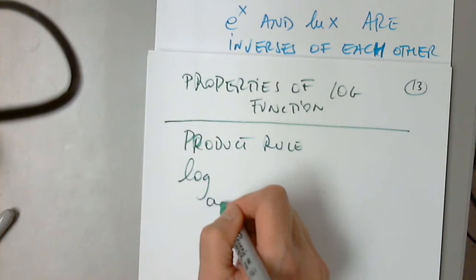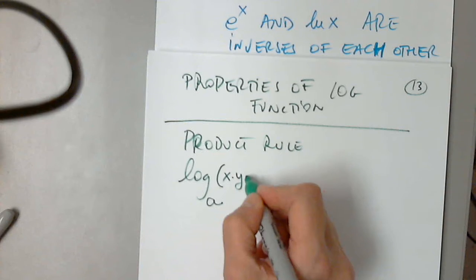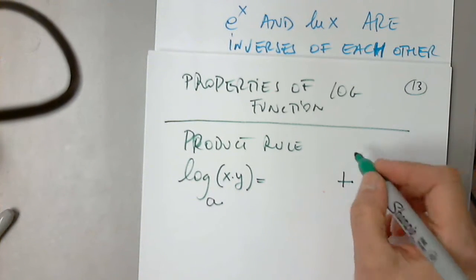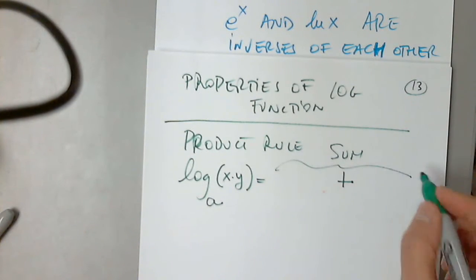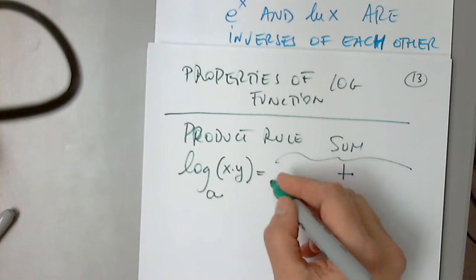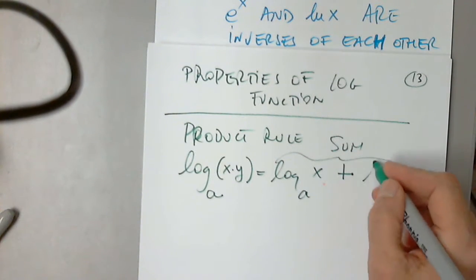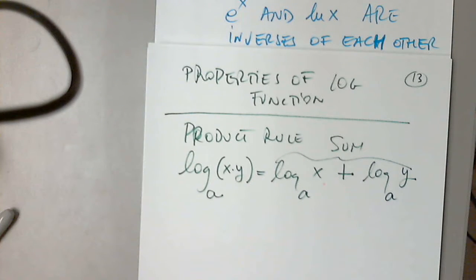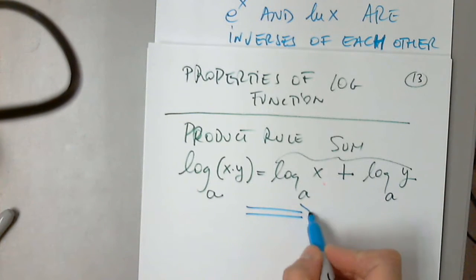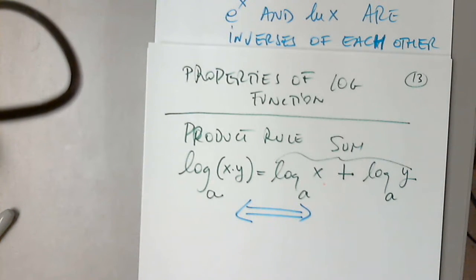Log in any base of a product is a sum of 2 logs: log base a of x and log base a of y. This relationship is to be looked at dynamically, meaning I can start with log of a product and get the sum, or I can start with the sum and get the log of a product. So it goes both ways.